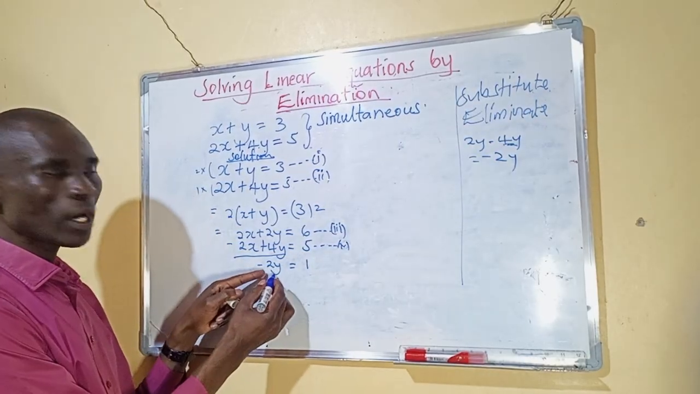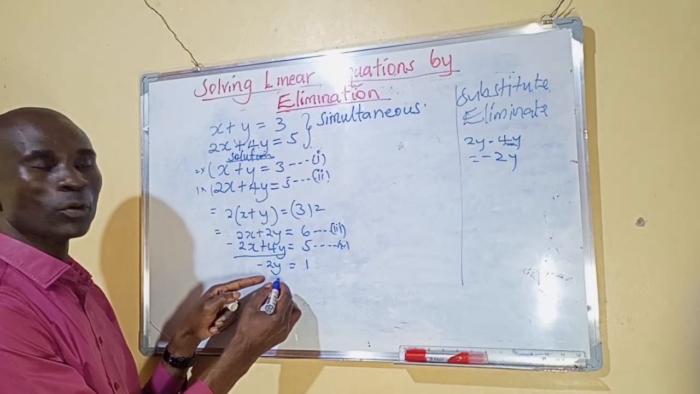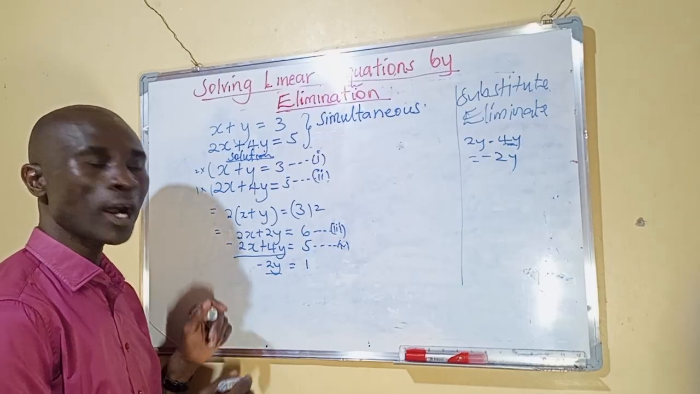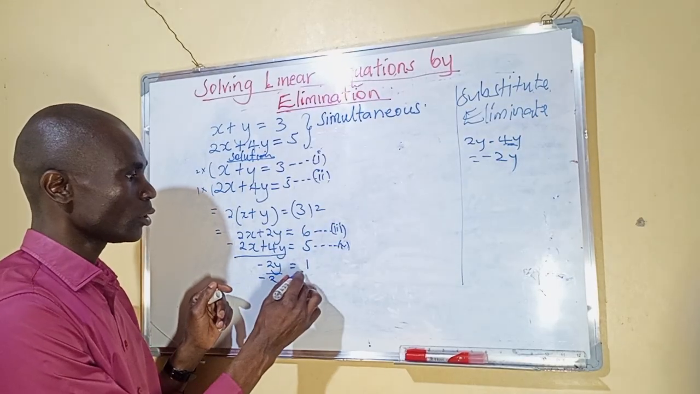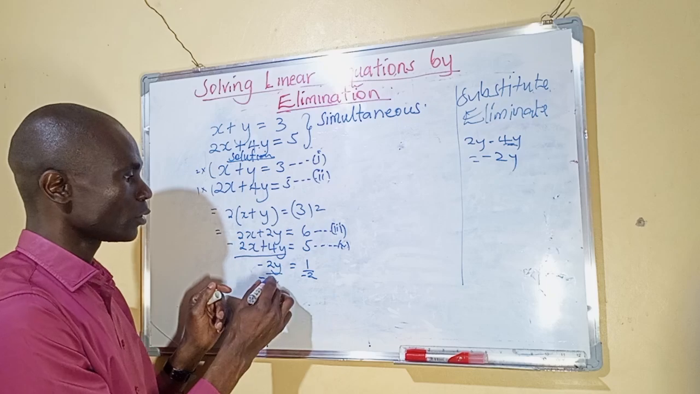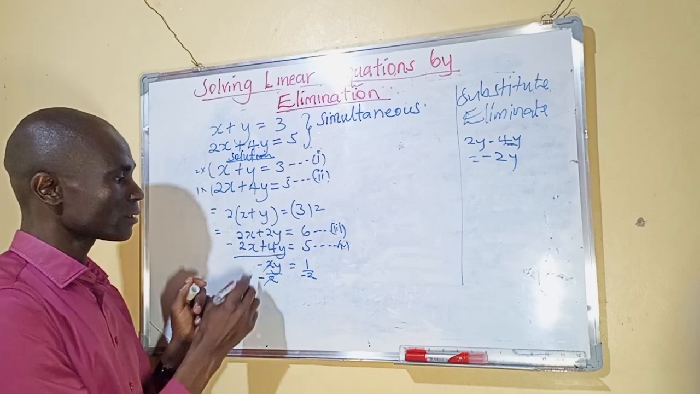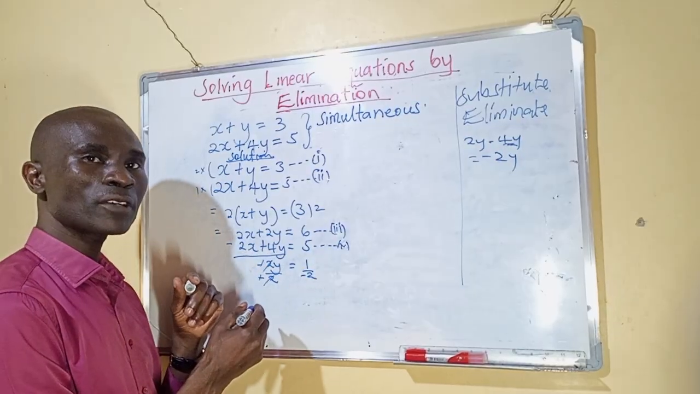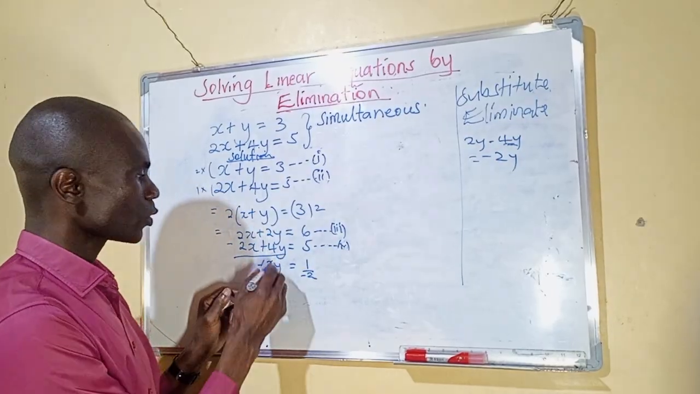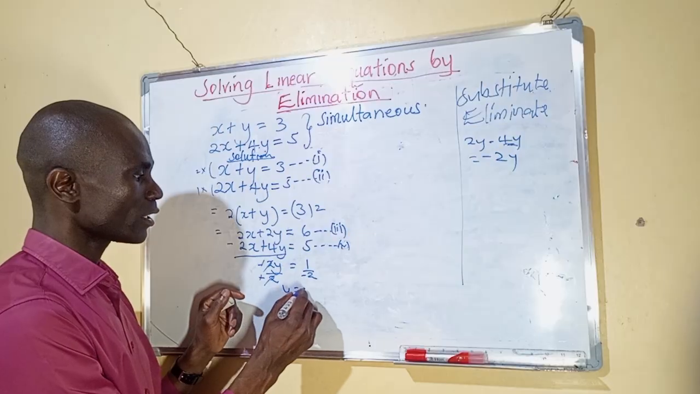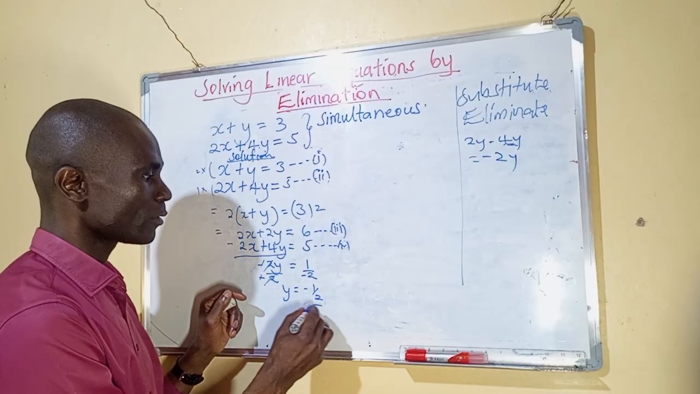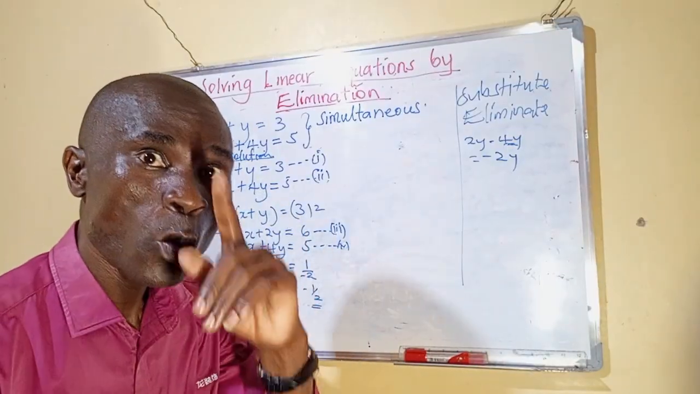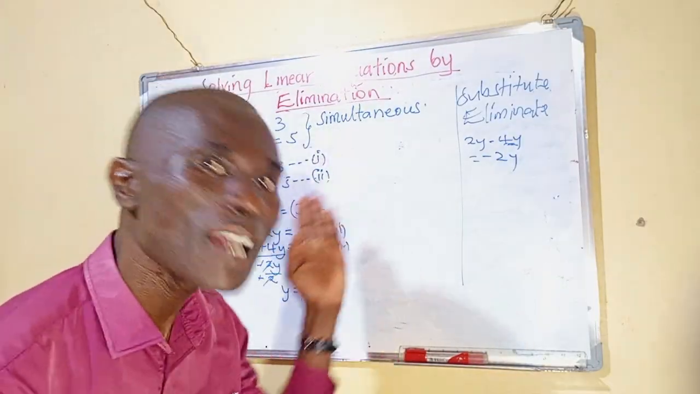Then, because we want our y, we can now solve for y. We divide both sides by the coefficient of y, which is negative 2. A negative divided by a negative gives a positive. So we remain with y giving us negative half. By doing that, we've already gotten the value of y.